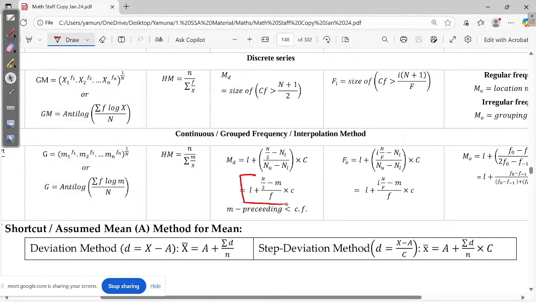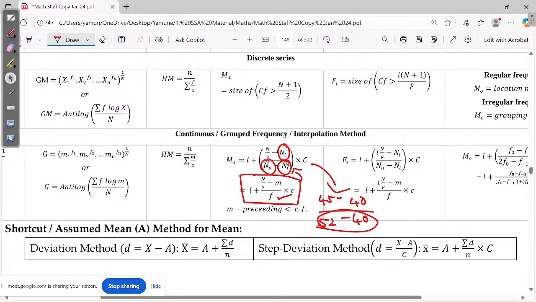See, this is the formula we usually use: L plus (n by 2 minus m) divided by f into c. Or else we'll be using this other formula. What's the difference between these two formulae? If I substitute in this formula, what is n by 2? 45. What is this value I got? 40, right? This 40 we are mentioning as NL. This is the corresponding median class cumulative frequency, 52. 52 minus 40 is 12. That's why you take F as the class frequency, the median class frequency. So either you can take it as Nu minus NL or you can directly take it as F. Please make a note of both the formulas.